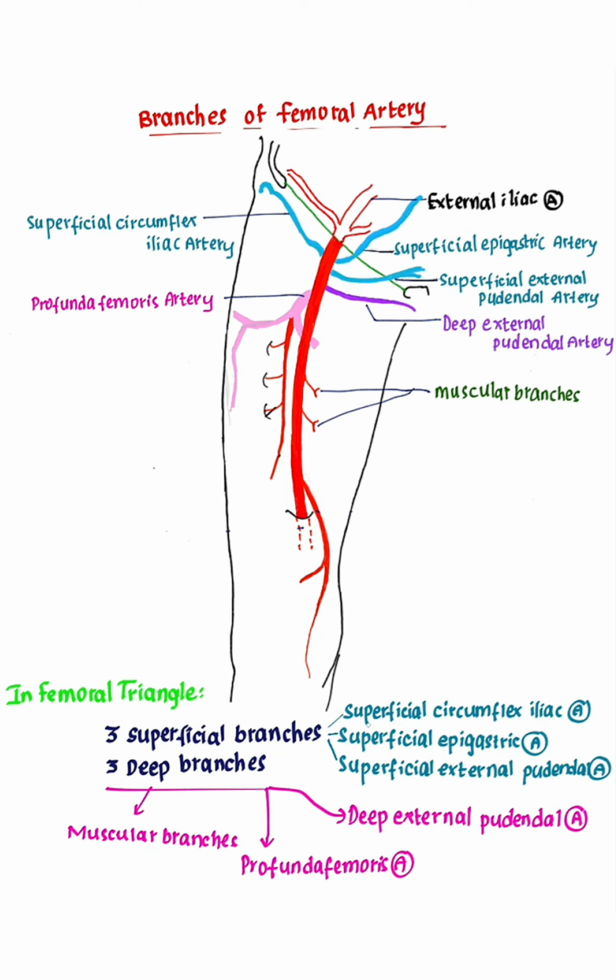Three superficial branches are superficial circumflex iliac artery, superficial epigastric artery, superficial external pudendal artery. Three deep branches are muscular branches, profunda femoris artery, and deep external pudendal artery.